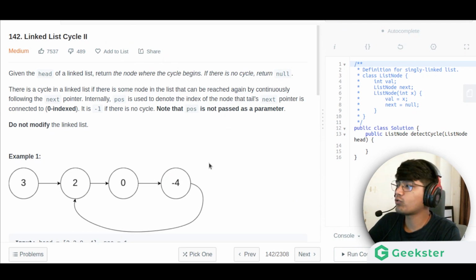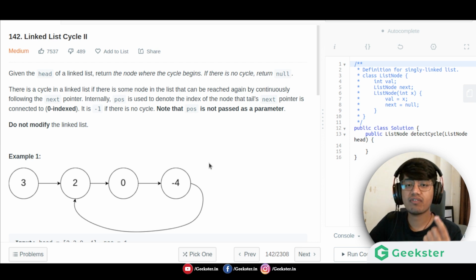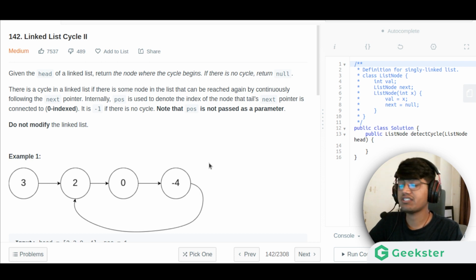Hello everyone. So today we are going to be talking about another problem. That's a part 2 question, in which we already know how we can detect a cycle in a linked list. But now we are going to be finding the node from where the cycle starts, so basically the junction point.